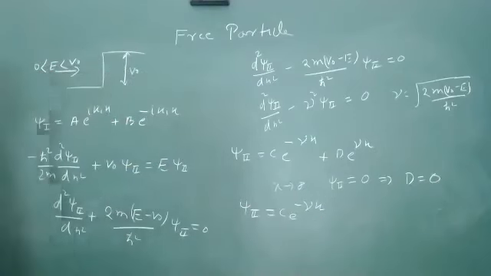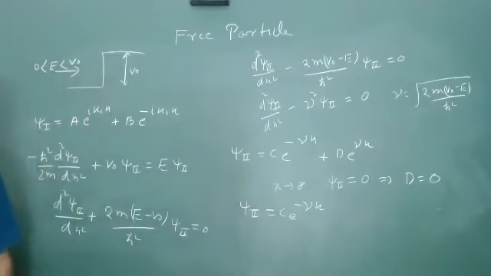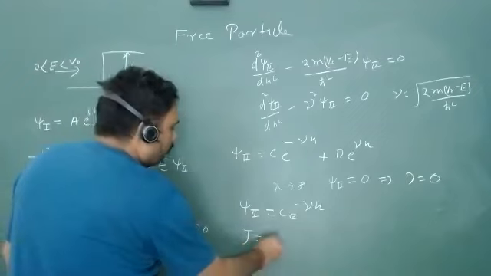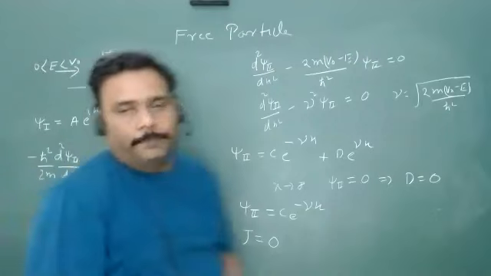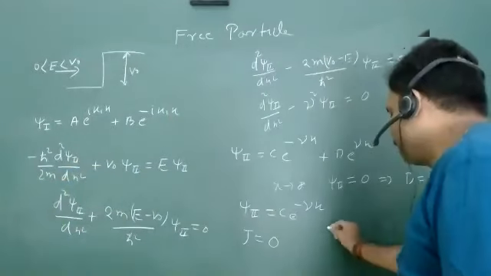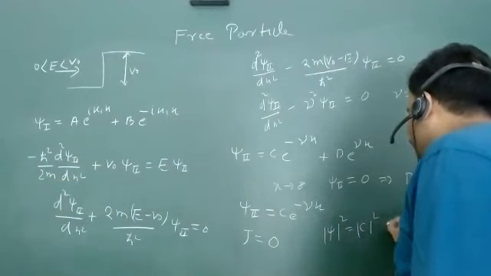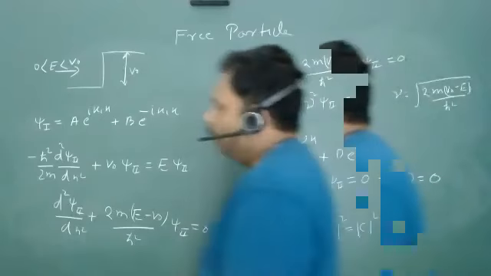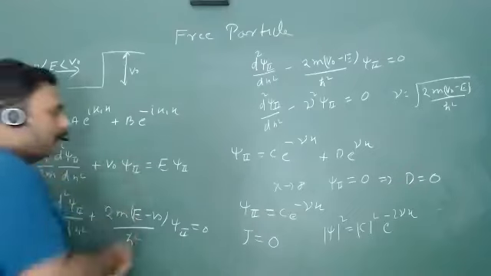Isn't it? Now, can you tell me what will be the current associated with this one? 0. Yes. So the current associated with this one is 0. So there is not any current. But even if this current is 0, there is probability density. What is probability density? This is mod c square e to the power minus 2 gamma x. And now you can find, the current into this side is 0.